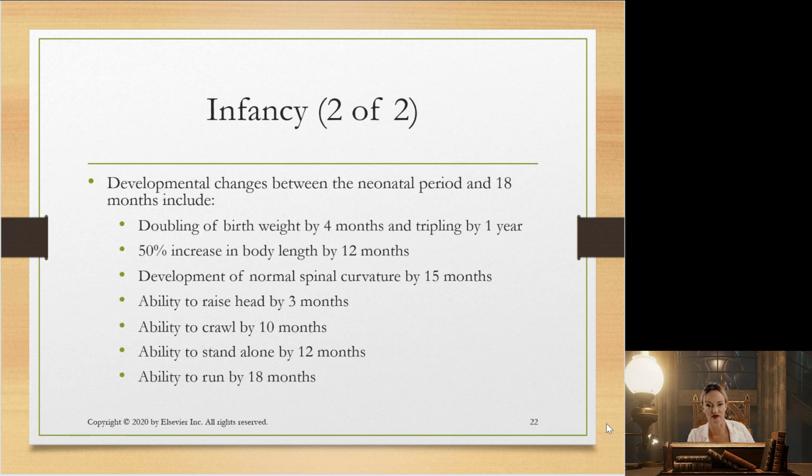Development of normal spinal curvature around 15 months. The ability to raise the head by 3 months. To crawl by 10 months. And to stand alone by about 12 months or a year. By 18 months, the infant typically has the ability to run.